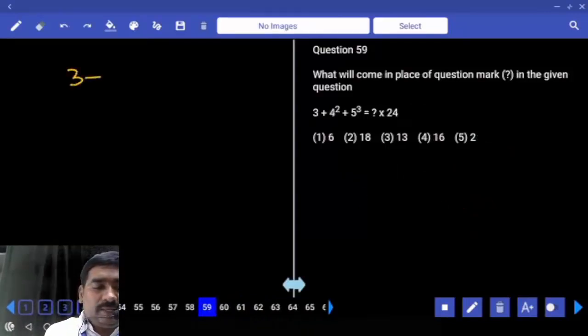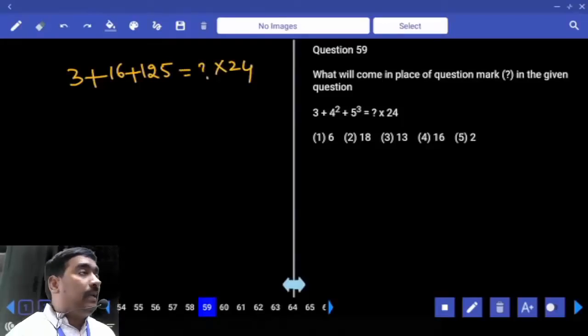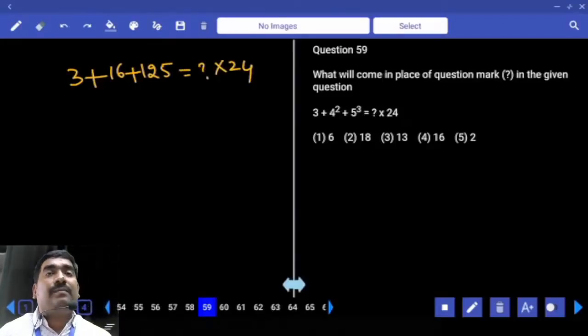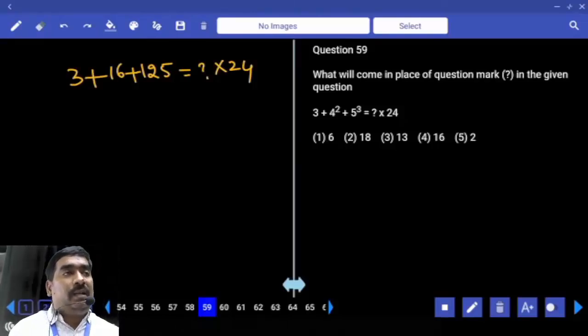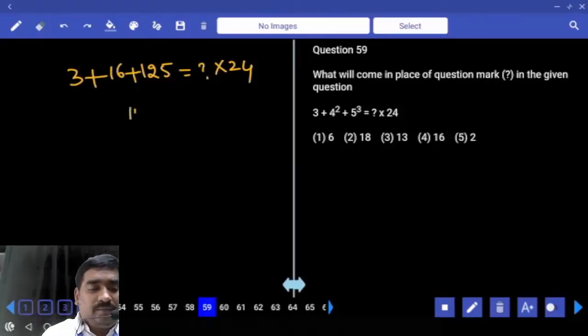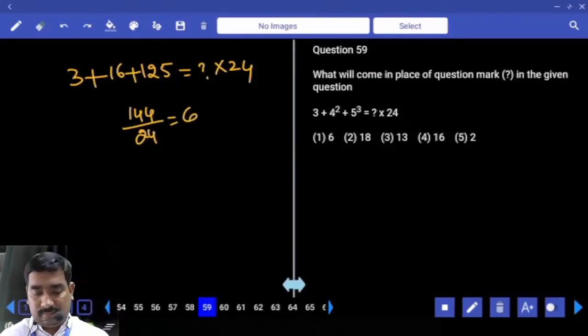Three plus what is 4 square? 5 cube equals how much into 24? 125 plus 16, 141, plus 3, 144. 144 by 24 means 6 times. The answer is 600.